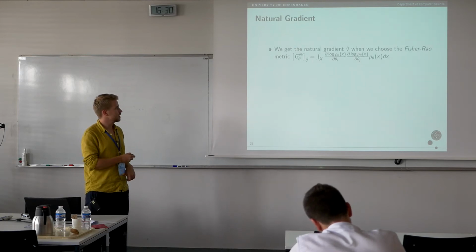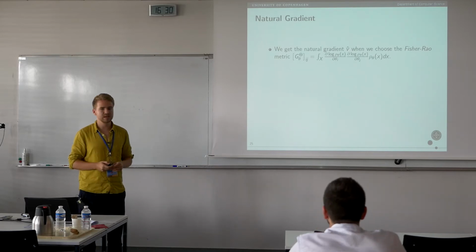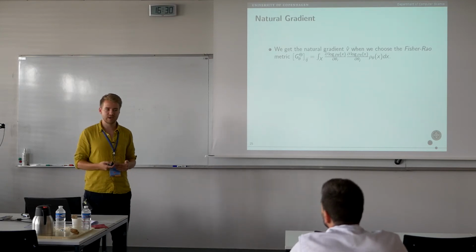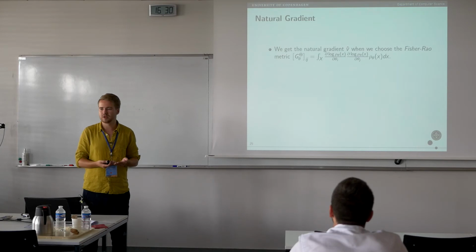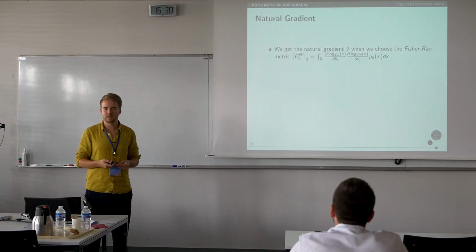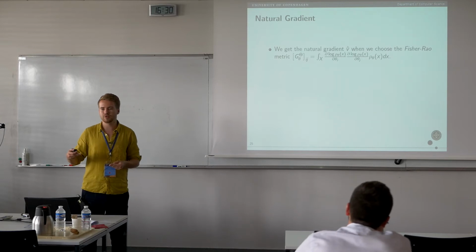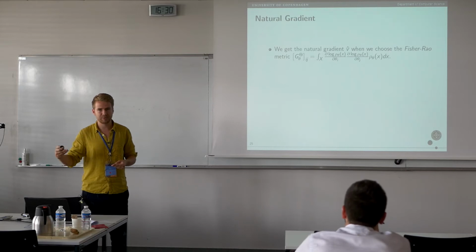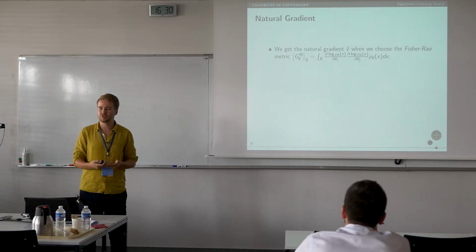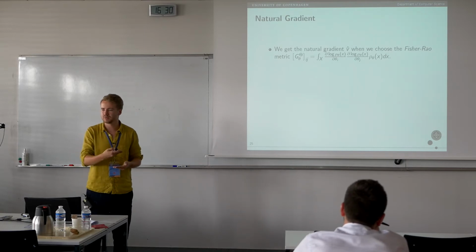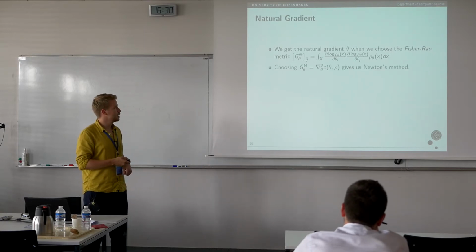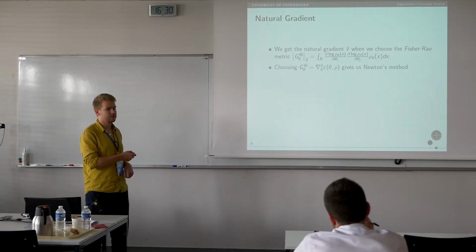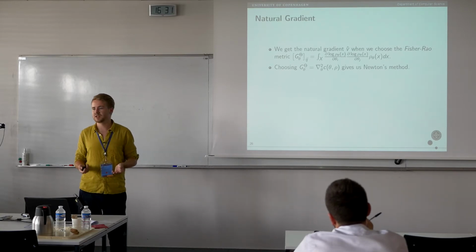So if we take the metric tensor to be the Fisher-Rao metric, then we get what most commonly is known as the natural gradient, at least in machine learning and optimization, where usually you're trying to maximize the likelihood of your model. And there people have noticed that the Fisher-Rao metric gives you very stable gradients to maximize the likelihood. If we instead choose this metric tensor to be the Hessian of our objective function, then we just get Newton's method.